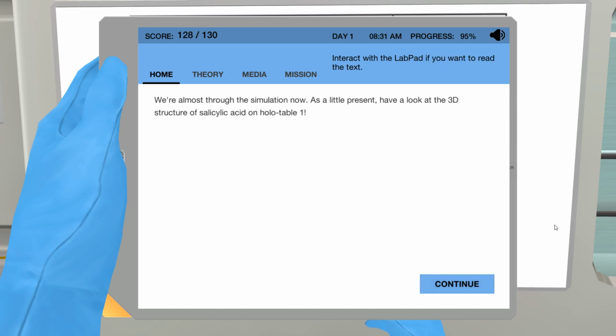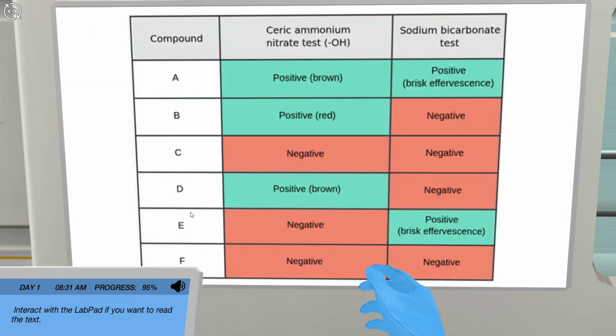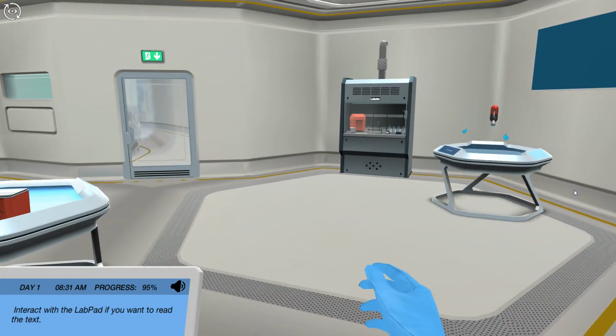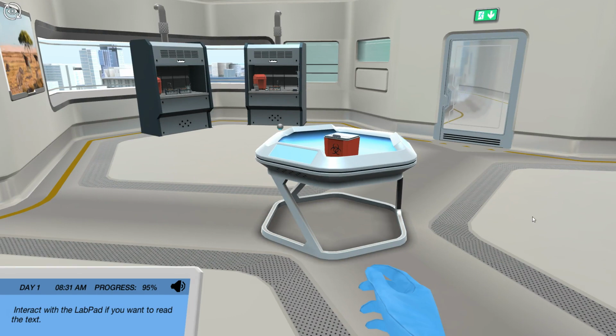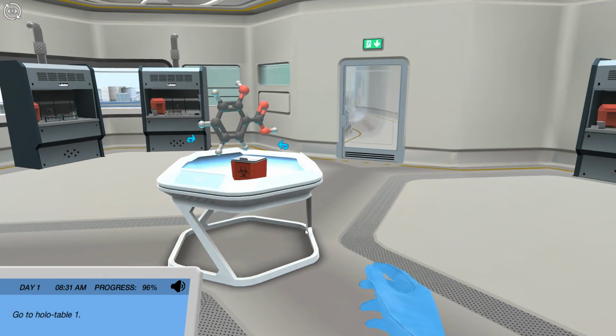We're almost through the simulation now. As a little present, have a look at the 3D structure of salicylic acid on Holo Table 1. Go to Holo Table 1.